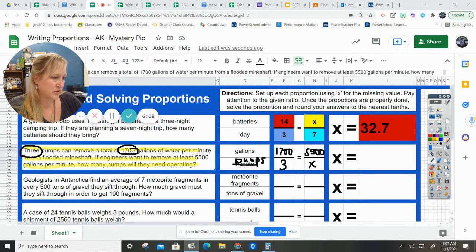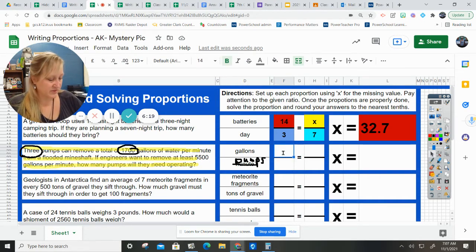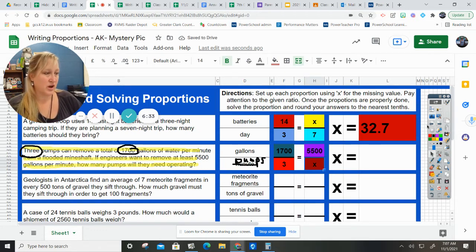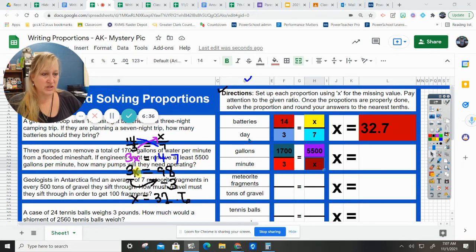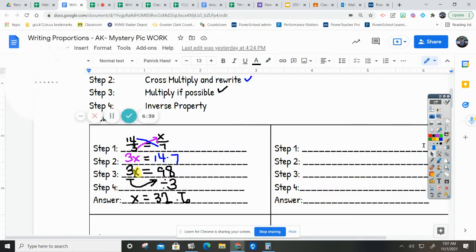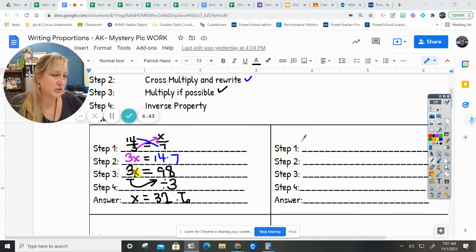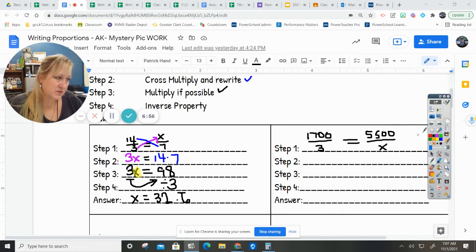So I'm going to check those and make sure that those are right before I move on to what you're supposed to be writing down. So 1,700 is three pumps. And this is 5,500. And we don't know, so that's our unknown pumps. Perfect. So those are correct. So 1,700 over three. What you're going to record for this one is the same thing. We're going to record our 1,700 over three pumps equals 5,500 over X pumps. Okay, that's step one.